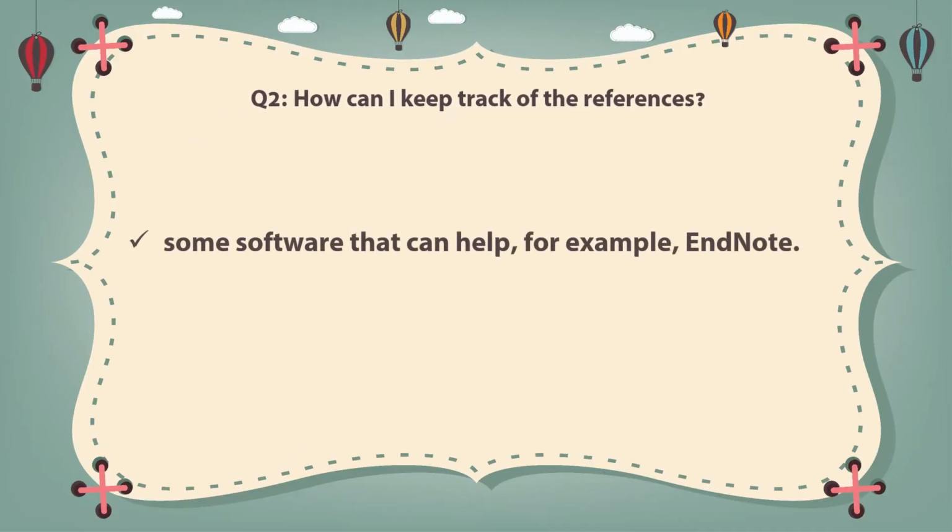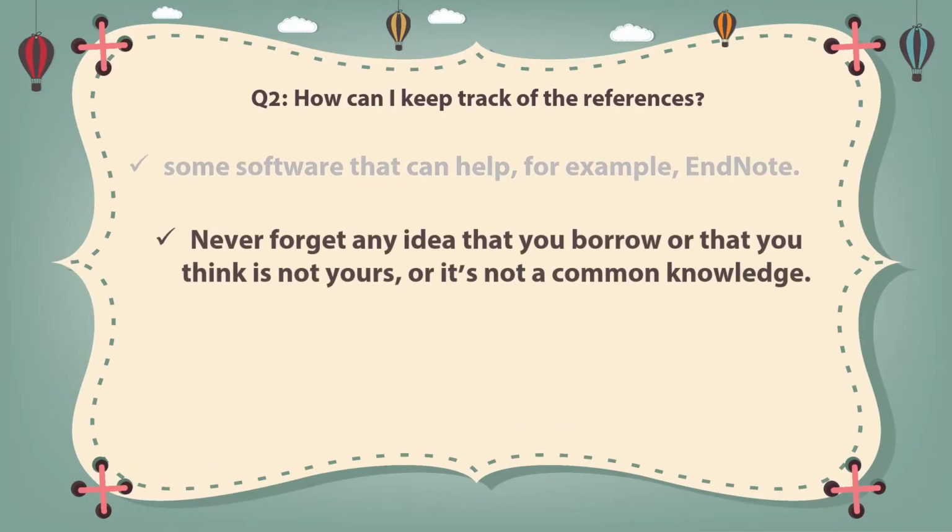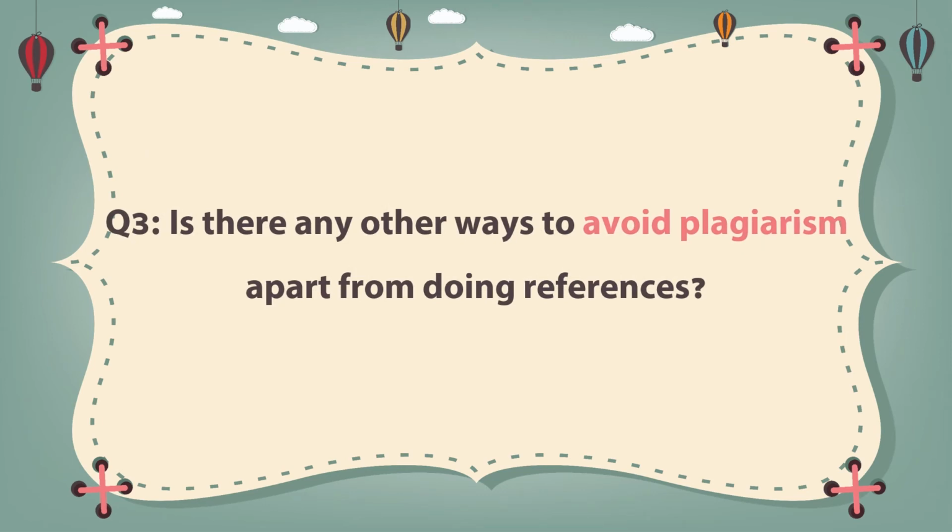It is very important that you do keep track. You do not want to fall into plagiarism. There are some software programs that can help you do that. They will keep track of the sources you use, and in the end, they will make a list of it. They can do the reference list for you. Wow, that sounds really convenient. I won't forget any of my references with the help of software. Yes. Never forget any idea that you borrow or that is not yours or is not common knowledge; you must list it. So are there any other ways to avoid plagiarism apart from references?